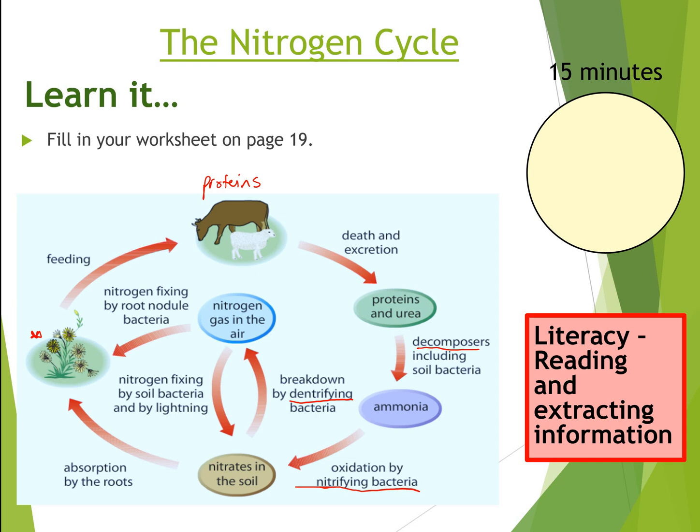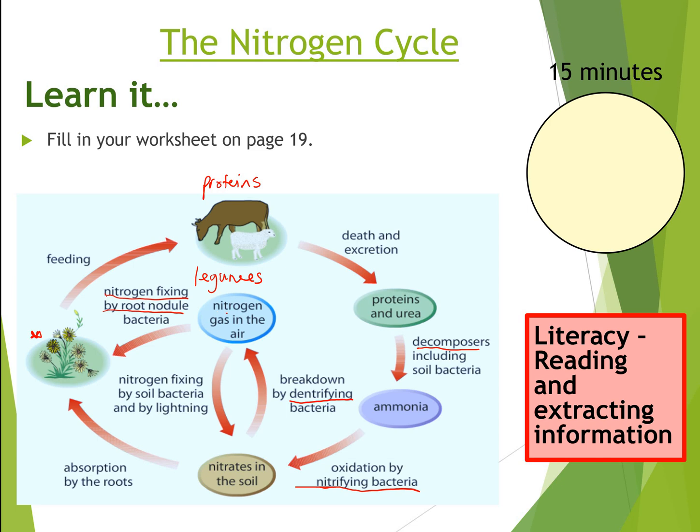There's one final type of bacteria that you need to know about, and that's the nitrogen fixing bacteria. Now these are only found on plants that we call legumes or leguminous plants, the beans and the peas.